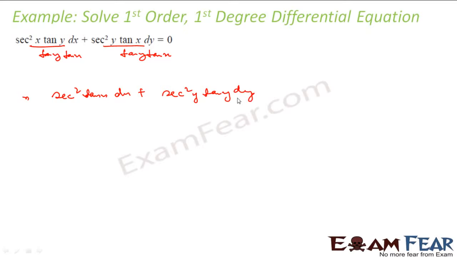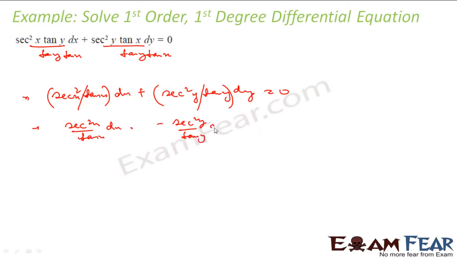Correct? Sorry, sec square x by tan x actually, and sec square y by tan y. Correct? This is what you get, is equal to 0. Or you can say that sec square x by tan x dx is equal to minus of sec square y by tan y dy. And you integrate both sides.